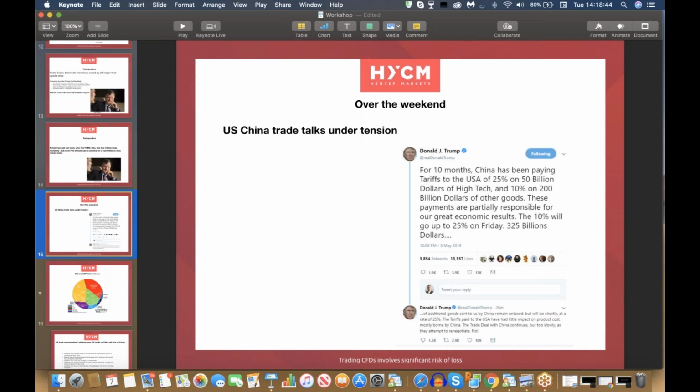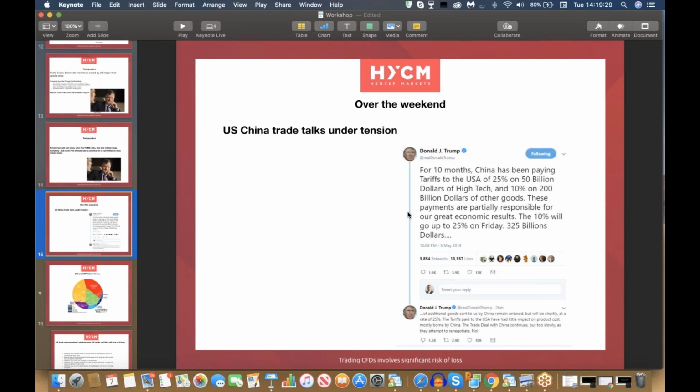Okay, over the weekend there was more trouble between the US and China. Now, for a number of weeks, some very positive sounds have been made about the US and China. And last weekend, that came unstuck. And this was the tweet, if I remember correctly, which made it come unstuck. Donald Trump came out and said, for 10 months, China's been paying tariffs to the USA of 25% on $50 billion of high tech and 10% on $200 billion of other goods. These payments are partially responsible for our great economic results. The 10% will go up to 25% on Friday, $325 billion.